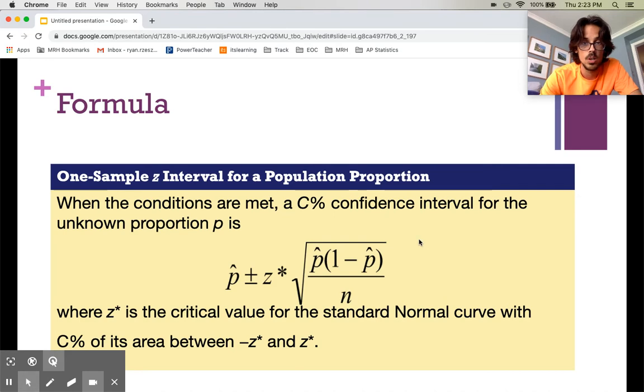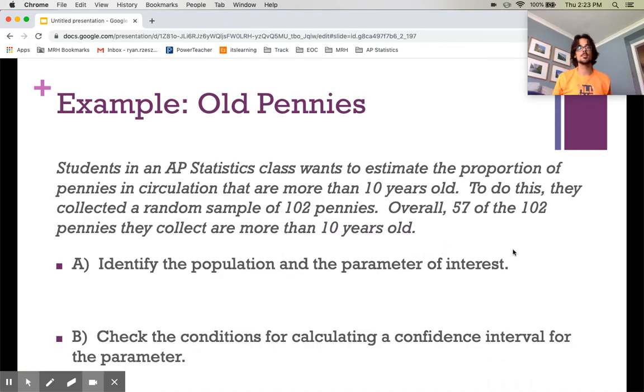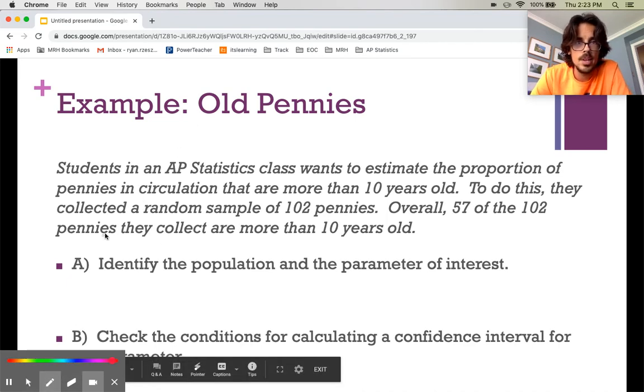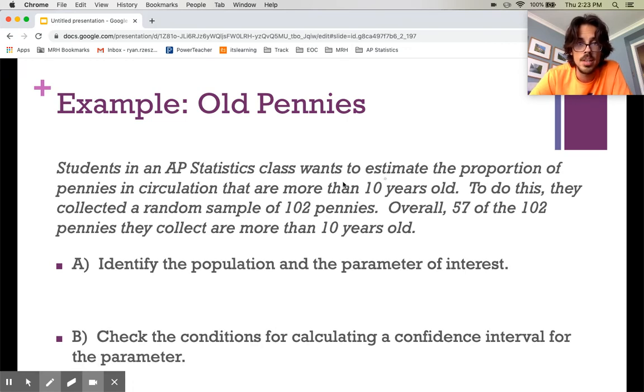So we're going to go ahead and work through a big example here to make sure that this is all making sense and kind of tie stuff together. So we're in an AP Stats class, and we want to estimate the percent of pennies in circulation that are more than 10 years old. This is what we care about in the problem. Proportion of pennies that are more than 10 years old. So we take a random sample of, it looks like 102 pennies, and we find that 57 out of 102 are more than 10 years old.